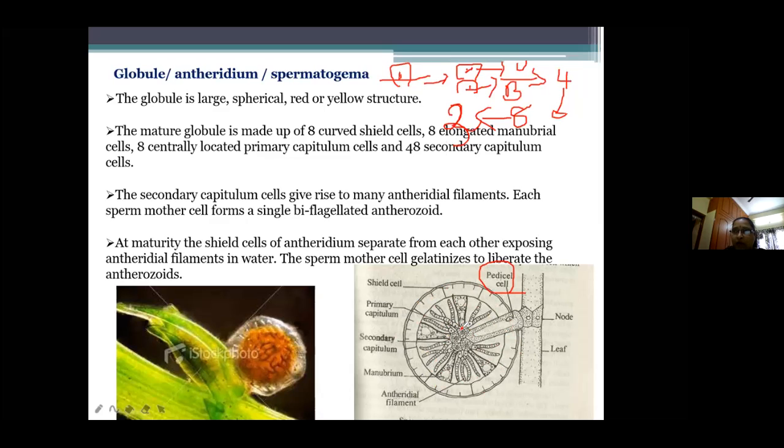Here the secondary capitulum cells bifurcate into 2 cells, girls. This secondary capitulum bifurcated into 2 cells, each of which gives rise to a spermatogenous filament, or antheridial filament. Each spermatogenous filament consists of 200 cells. From each of these cells a biflagellate coiled antherozoid is formed. When matured, they escape from the antheridial wall through a pore.